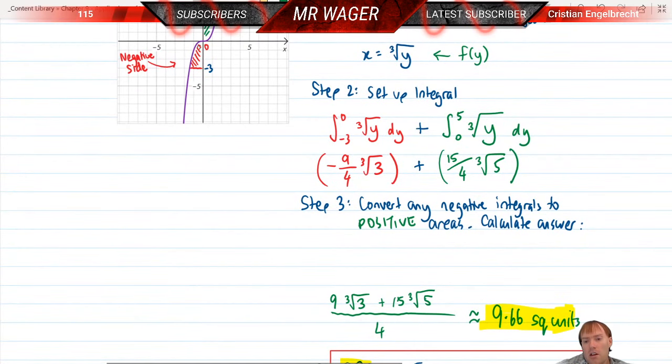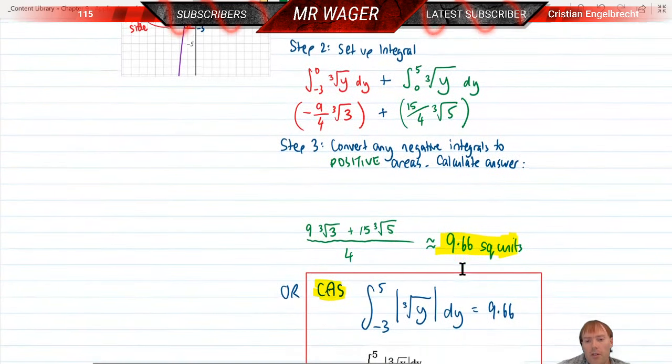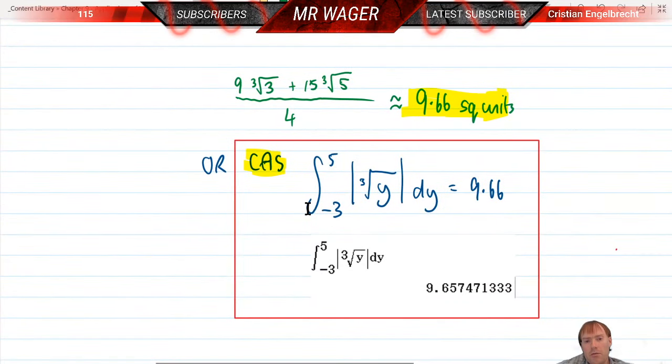Okay, so you end up getting 9.66 if we round to 2 decimal places, or this would be, I guess, the exact value of combining the two areas together, the two regions. But just like before, we can do the same thing on our calculators using the absolute value function. So if we put the absolute value function in there, just show the screen grab of the calculator here, between -3 and 5 on the y-axis, we end up getting 9.66 for our function.